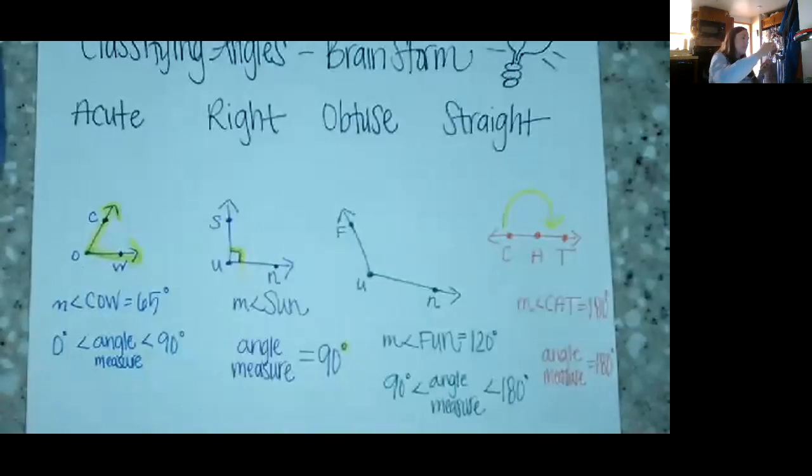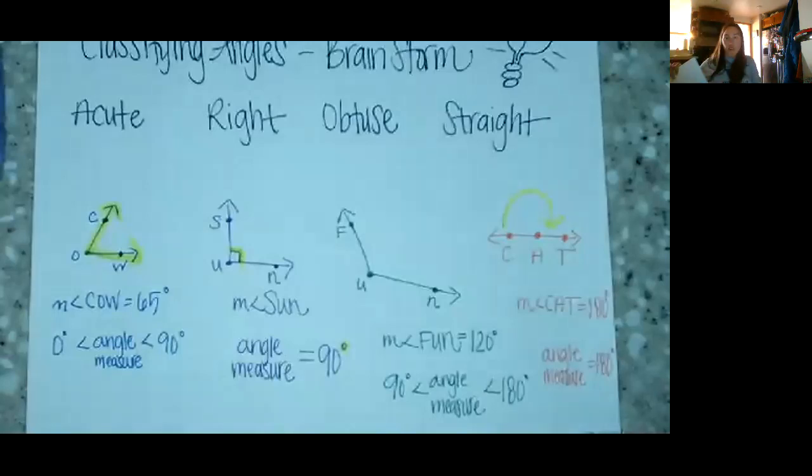And just be careful, some angles don't always sit nice on a piece of paper. Sometimes they might look a little bit different. They might be turned or rotated. So just really look for those markings. All right, let's take a look at this last one. All right, hopefully you said it was obtuse. Just remember that the angle has to be less than 180 degrees, but greater than 90.